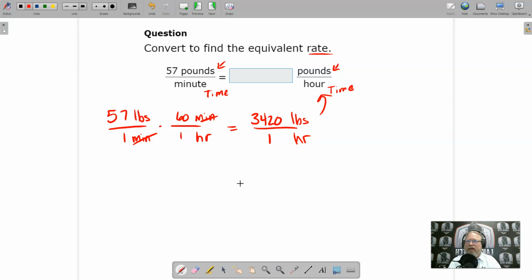Now, if we ended up with something like 3420 over 2, then we would have to divide the numerator by the denominator in order to get to a unit rate. We had a lesson on unit rates before. Just think of it this way: there's a 1 in front of that, so we need this to be a 1. So 3420 is the answer. 3,420 pounds in 1 hour is equal to 57 pounds in a minute.